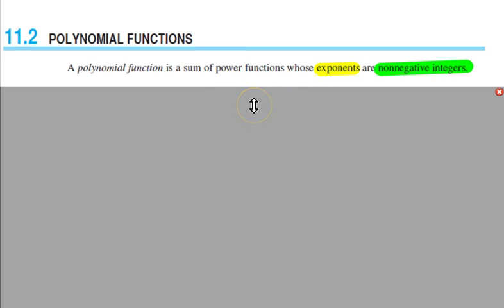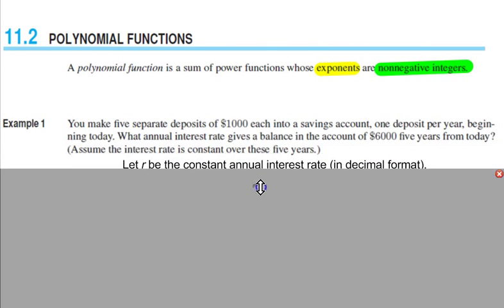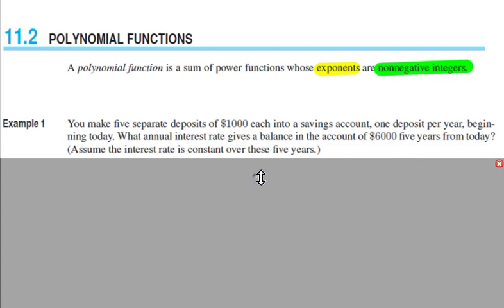So let's look at an example based off a real-world example, because you guys always seem to ask, when will this be applied in real life? Well, here's an example. We're going to start with that. Let's say you make 5 separate deposits of $1,000 each into a savings account, one deposit per year beginning today. What annual interest rate gives a balance in the account of $6,000 5 years from today?